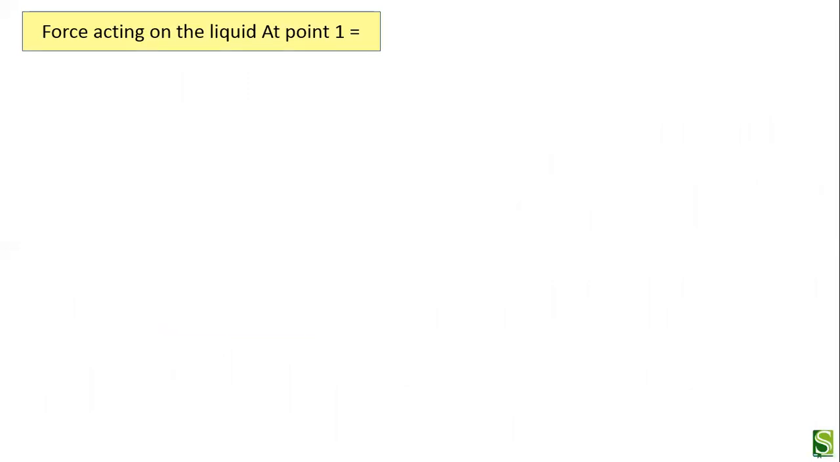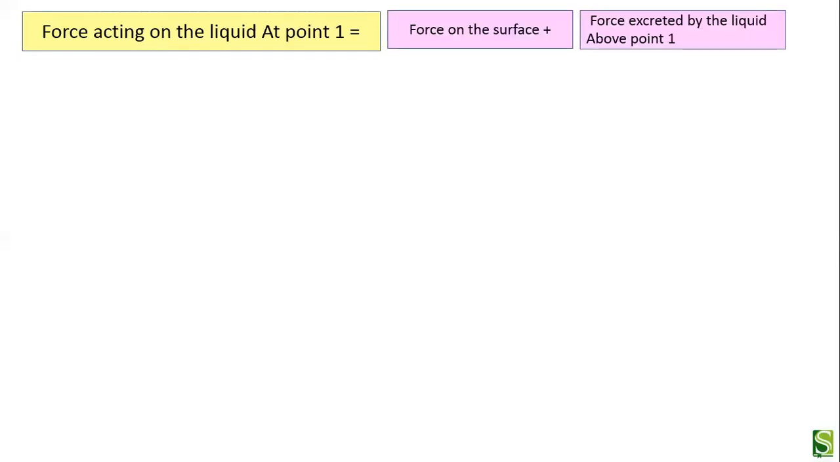So now what we are going to write, that force acting on liquid at point 1 is equal to force on the surface and the force exerted by the liquid above point 1. Okay, now above point 1 there is some liquid, and obviously liquid has some weight, so it will exert some force on that point 1. So what is the total force acting on liquid at point 1? It is the force, that is PS pascals, which we have applied externally, and the force which is exerted by the liquid which is above point 1. Okay, so let us consider this to be equation 1.